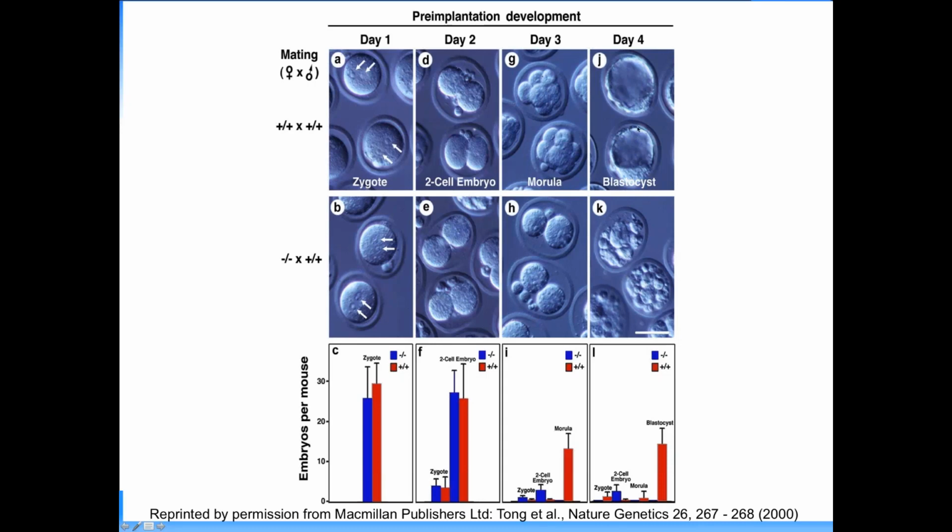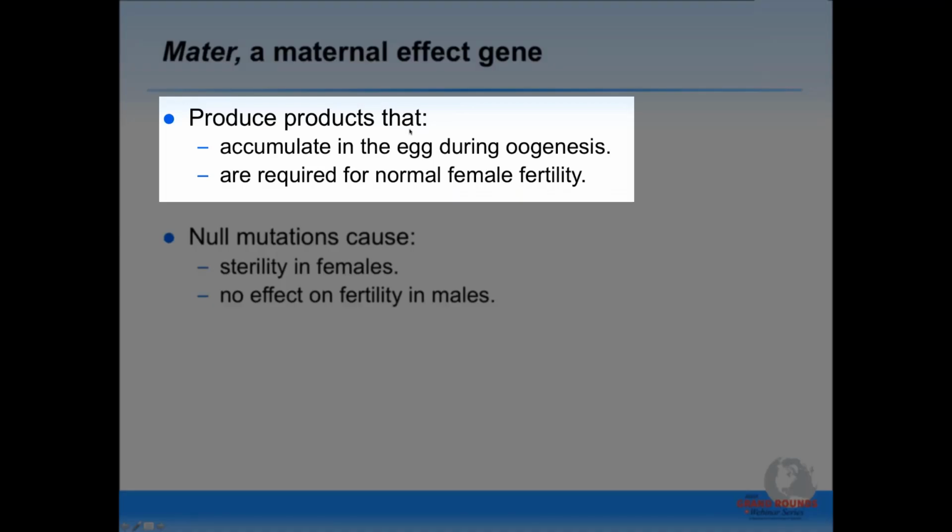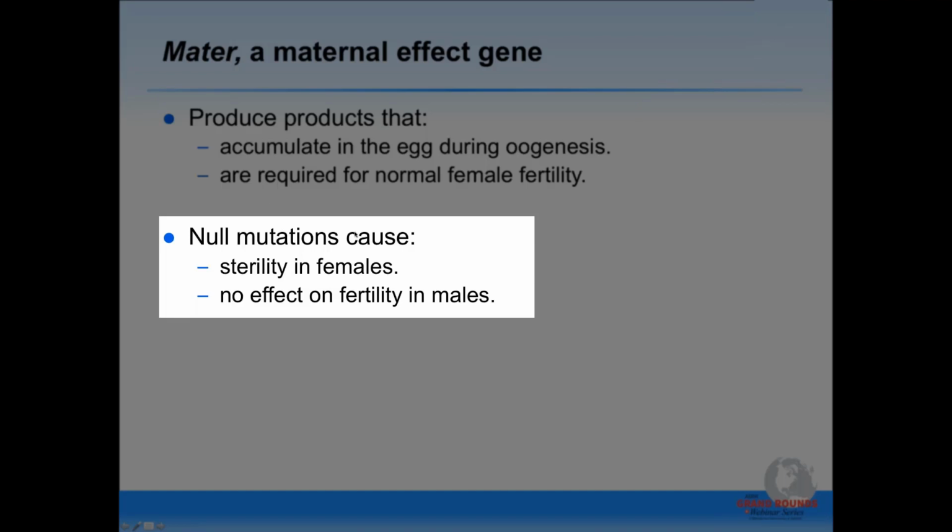Looking, whereas here's the normal blastocyst. So this is a critical gene for reproduction. It's a maternal effect gene. Maternal effect genes produce products that accumulate in the egg during oogenesis. It's something stored in the egg to be used by the embryo. And they're required for normal female fertility. And null mutations cause sterility in females, but no effect on fertility in males.